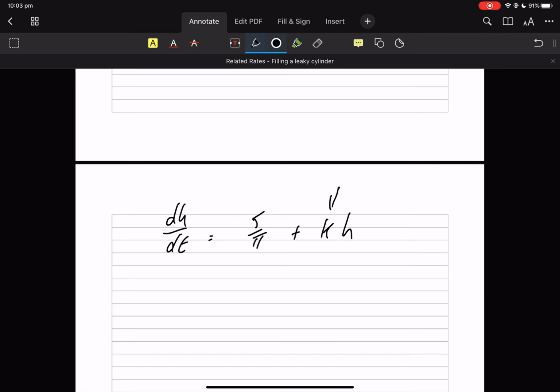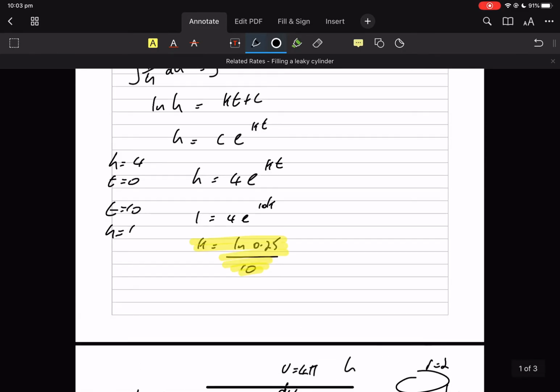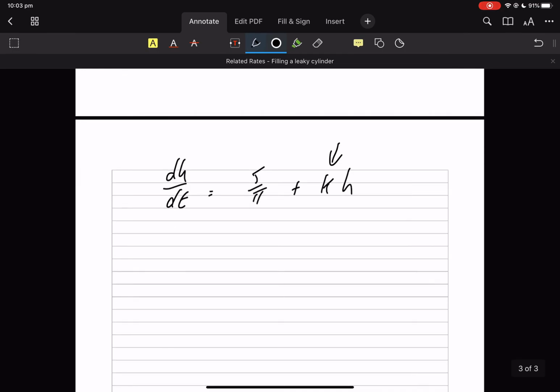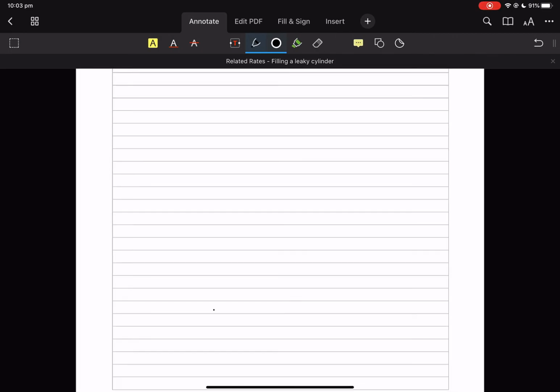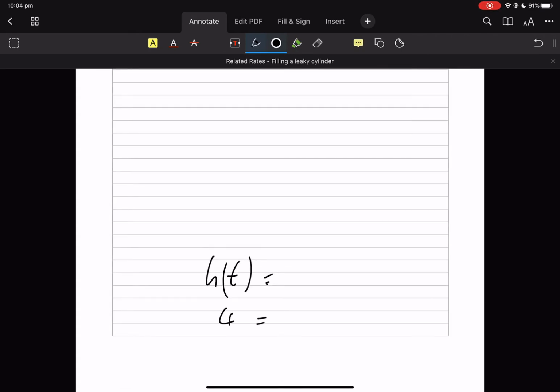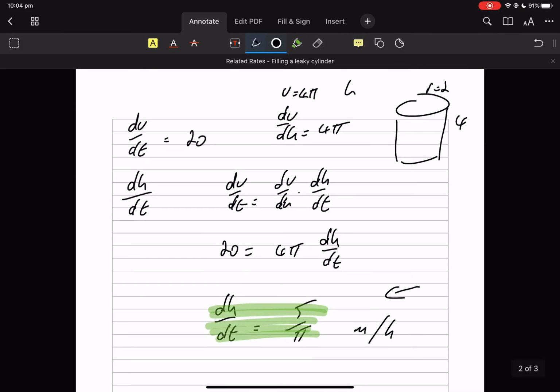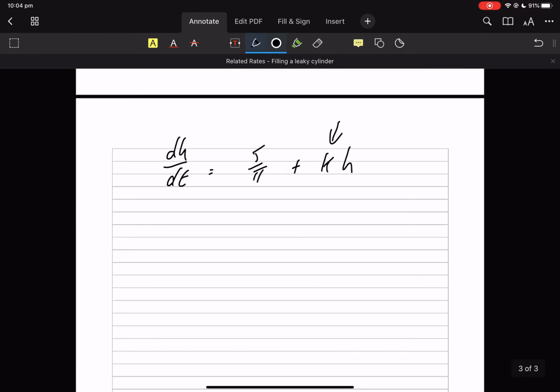Our k, we know our k, but I don't really want to put the natural log of 0.25 on 10 and have that carry through. It would be really nasty on the algebra. So I'm just going to leave it as k, but I know k is not an unknown. I know what k is. All I really need to do is get a statement that says all I'm chasing is h of t, and then I'm going to set h equal to 4 to find out how long it takes to fill the thing up. That was the question. How long is it going to take to fill it up?